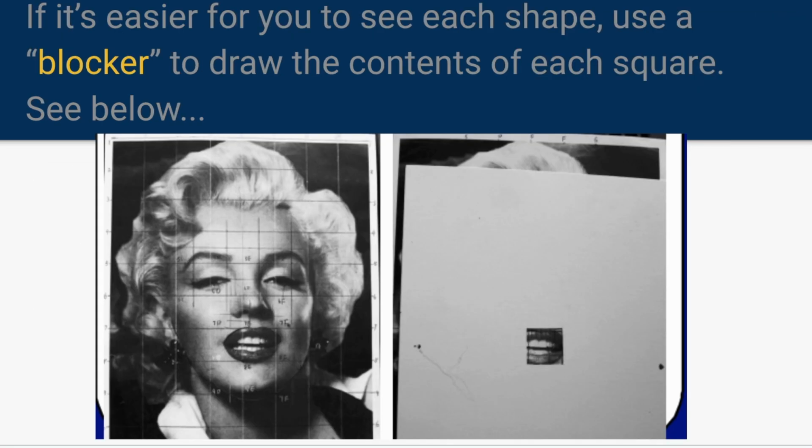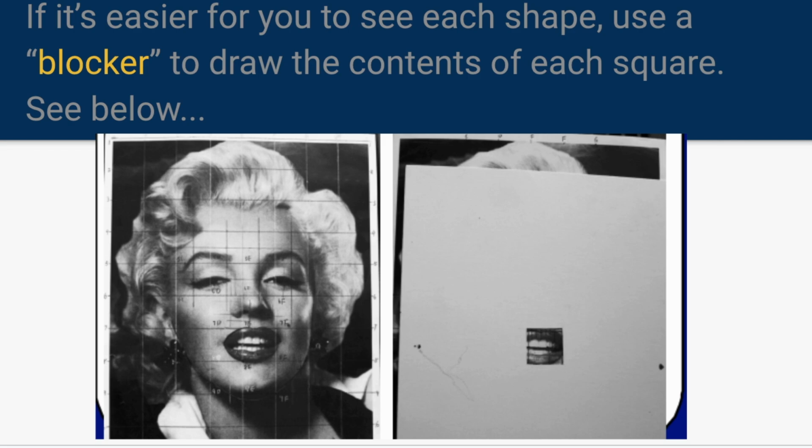Another thing that I normally do is I encourage you guys to use a blocker as you are trying to create the initial blocked in shapes of the outlines of your portrait in each square. So here you can see this blocker is blocking off just Marilyn Monroe's mouth so that the person can just draw what they're seeing in the mouth.